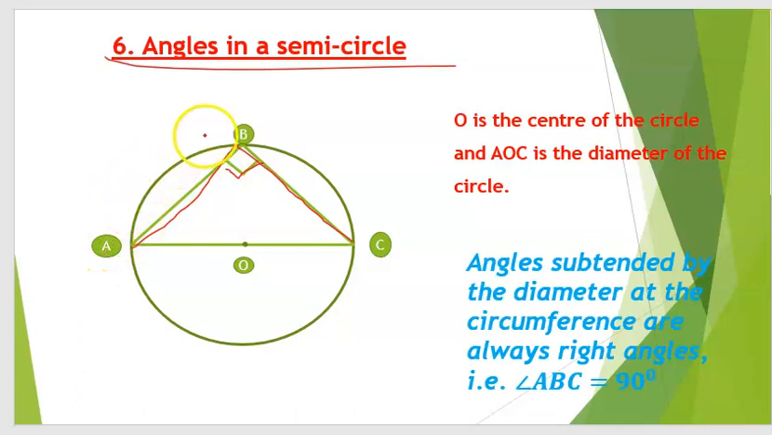So angle ABC is 90 degrees, reason being that the angle is subtended by the diameter to the circumference. In other words, we can state this property: angles in a semicircle are always 90 degrees.